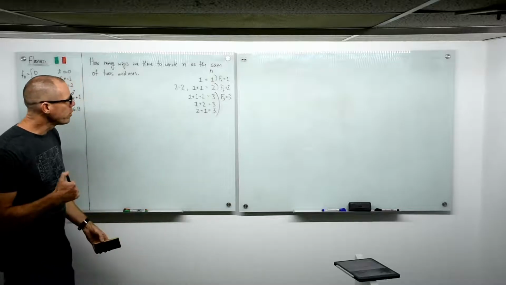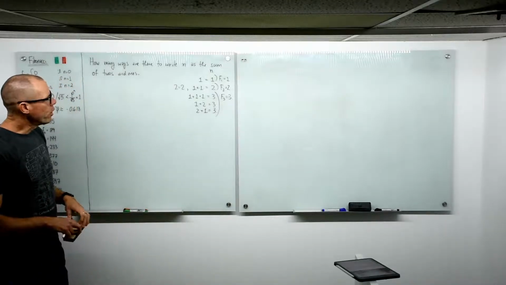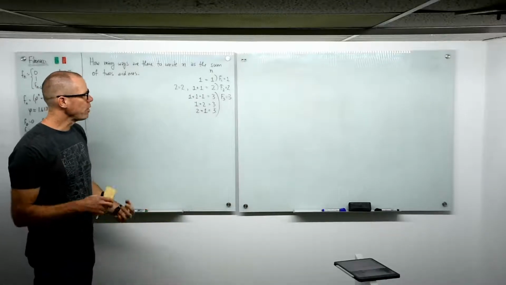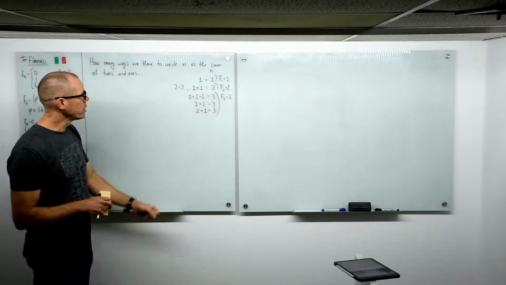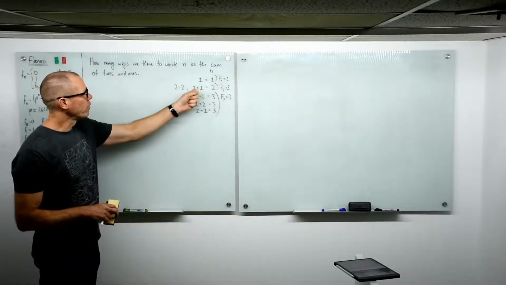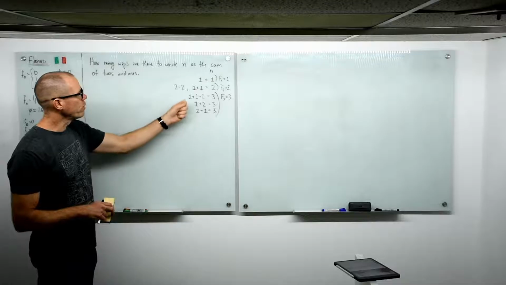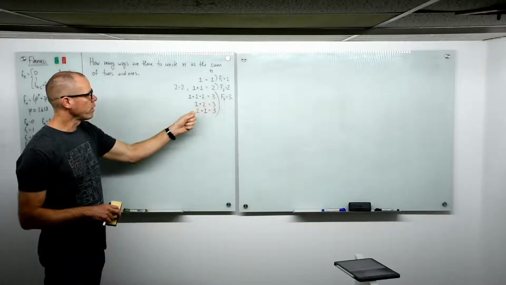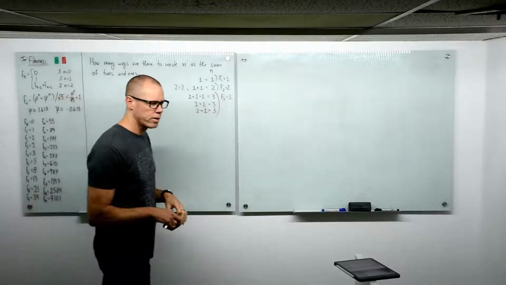So what I'm counting here are basically the strings of 2's and 1's that add up to n. In this case, there's a string of length 1 and a string of length 2 that add up to 2. Here there's a string of length 3 that adds to 3. There's a string of length 2 that adds to 3, and there's another string of length 2 that adds to 3.